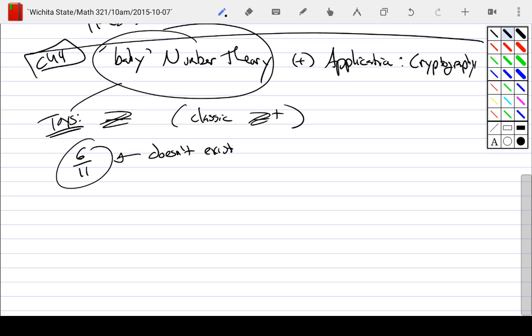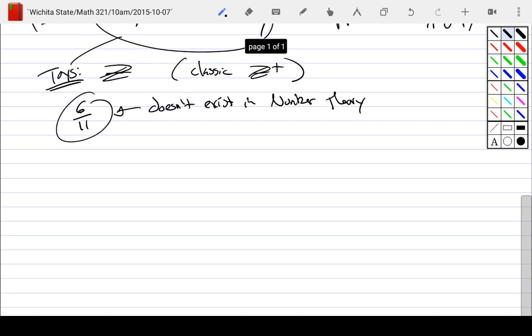Doesn't exist in number theory. It makes no sense. And he would say, well, why not? Well, on the other hand, I could always deal with it in number theory, right? If I wanted to deal with it in number theory, what is it really?